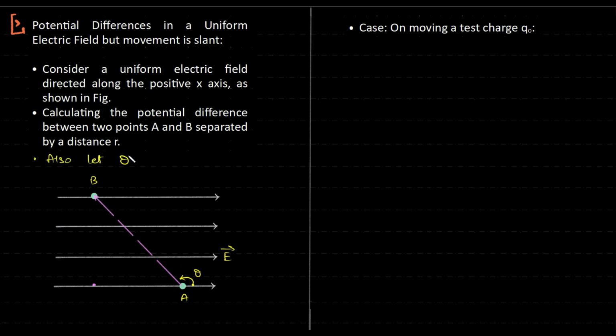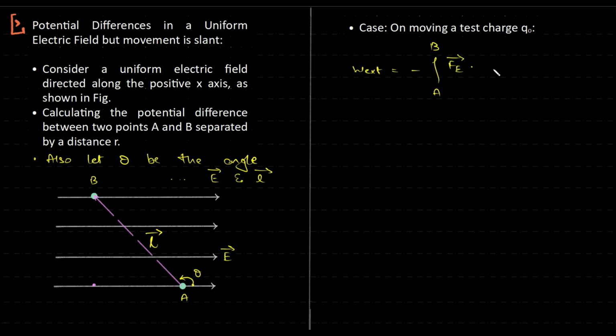Also, let theta be the angle between our electrical field and the displacement vector. Now, let's pick up a charge Q naught and let's move it. The work done by the external field will be equal to the integration of all the work along the length A to B.